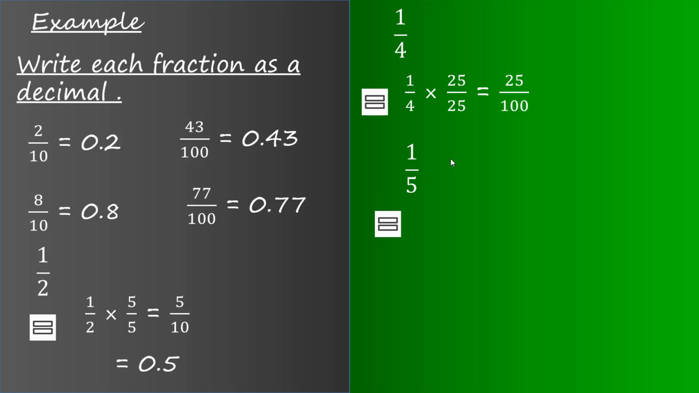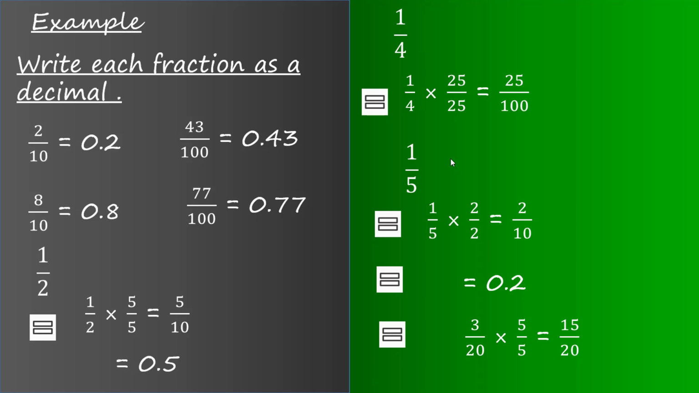1 over 5, multiplying by 2. So it will be 2 over 10, it will be 0.2. Here, 3 over 20, we can multiply by 5, so it will be 15 over 100, so it will be 0.15. By the way, this is 15 over 100. So the decimal form of 3 over 20 is 0.15.